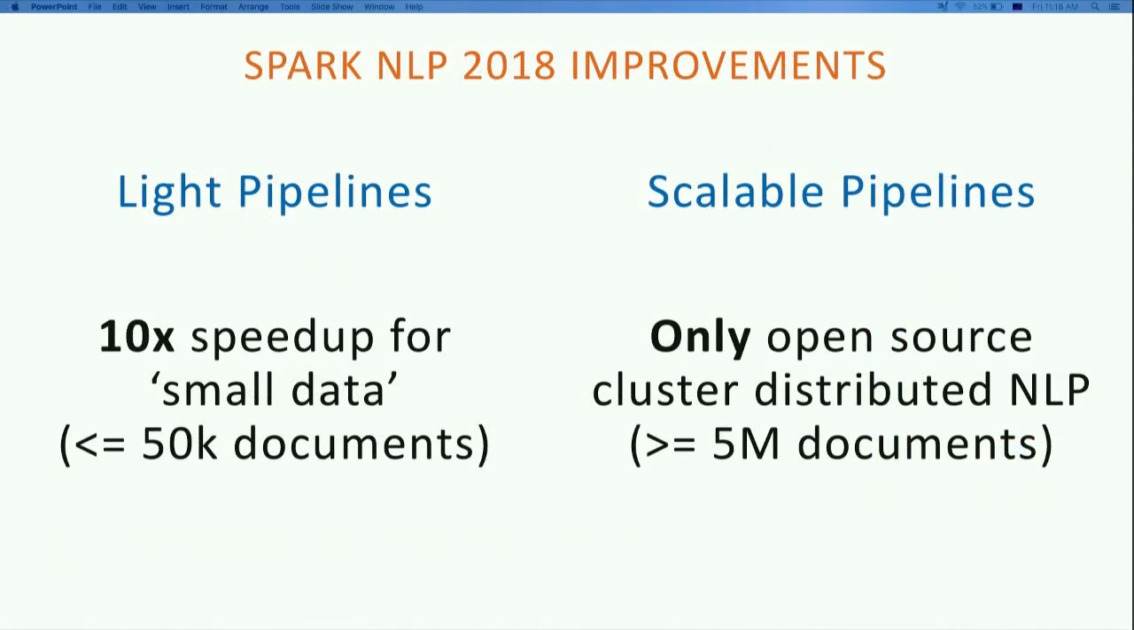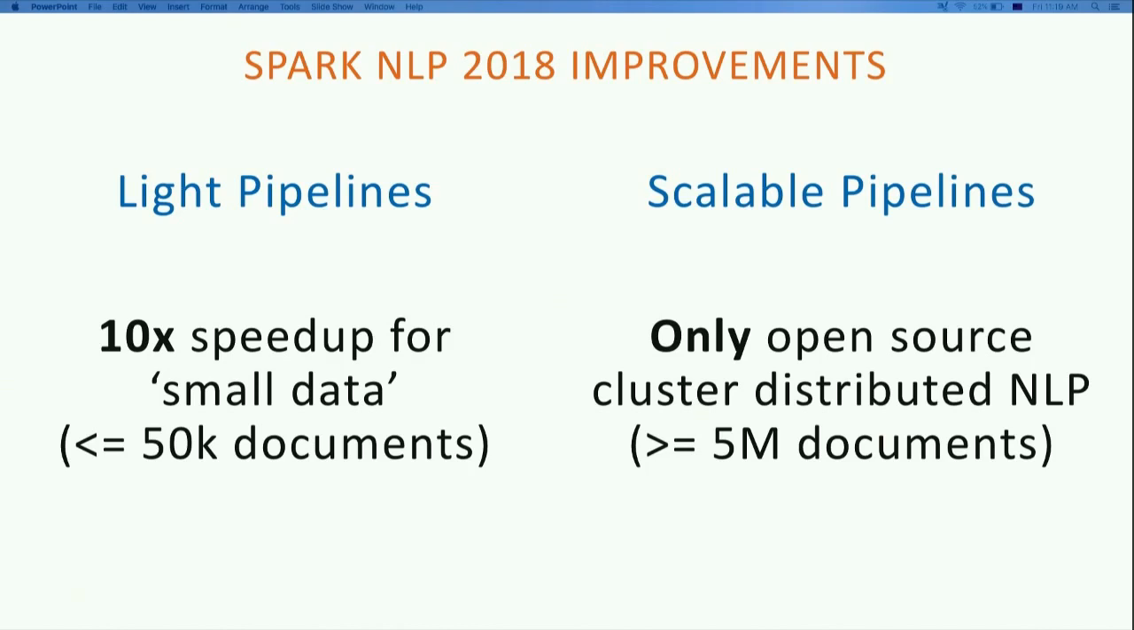So in 2018, we went further. We built two kinds of pipelines. Light pipelines are intended when you're working either alone on your machine or if you're building an API, and really most of your questions are one-off, right? So send one document, process it, get me a result via REST API. So there are light pipelines.